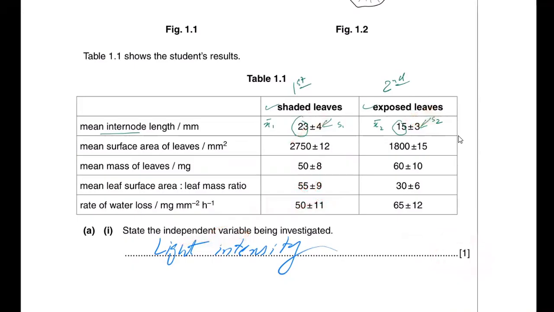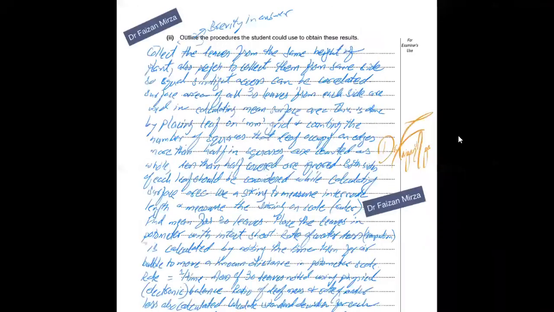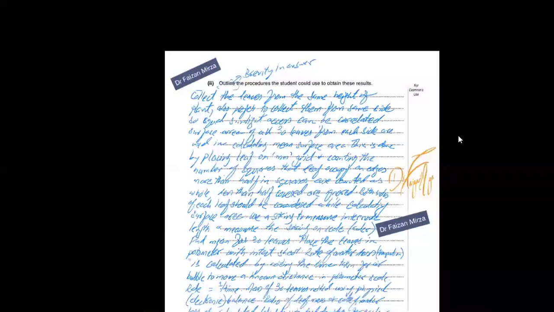So this will be our independent variable. The next, they are saying outline the procedure the student could use to obtain these results. These results mean that you are asked outline. You won't use VPSR. You don't really need to describe the whole procedure for each, because they are actually asking outline the procedures that the student could use to obtain these results.